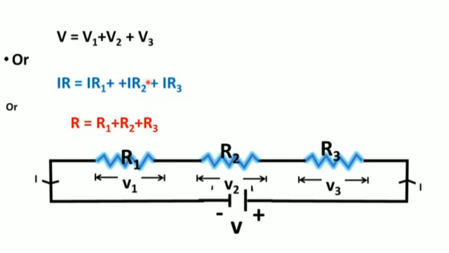So this I factor is common in all the terms, so it will be cancelled out. So we will get R is equal to R1 plus R2 plus R3 as the expression for equivalent resistance of three resistors connected in series combination. R1, R2, R3 are their resistances.